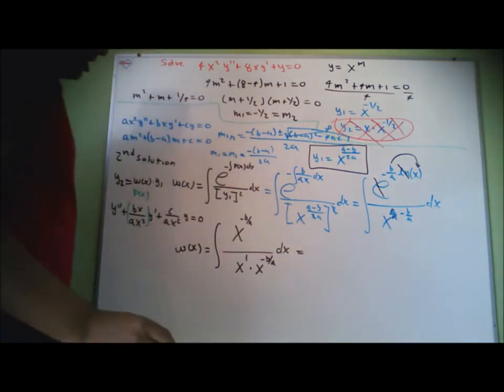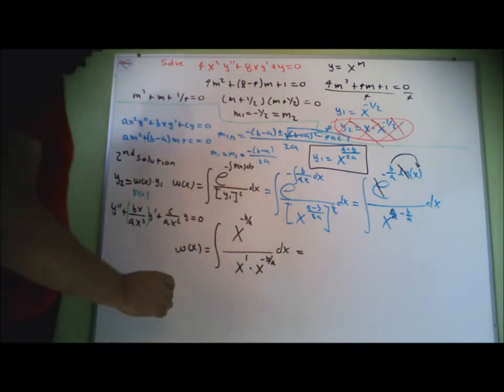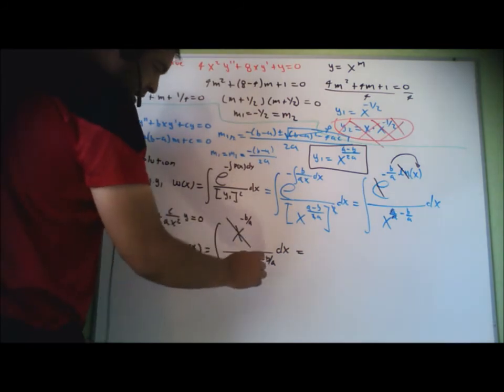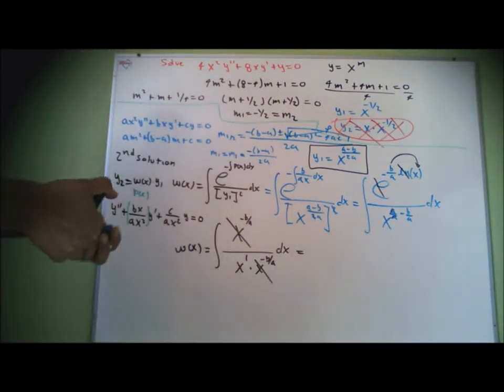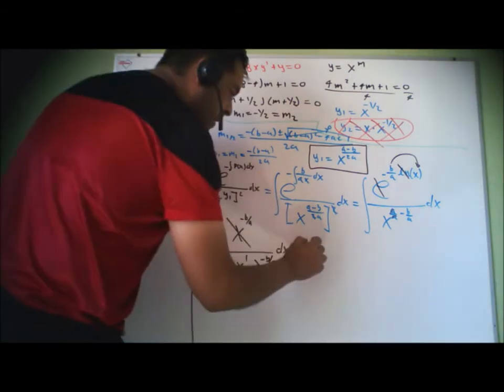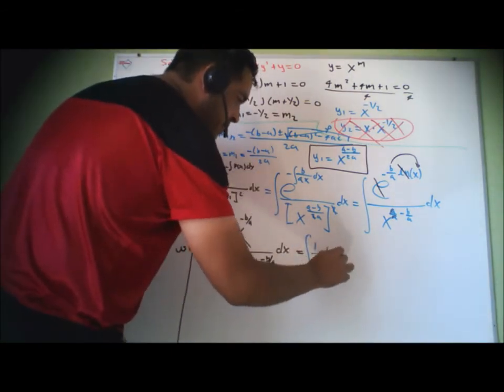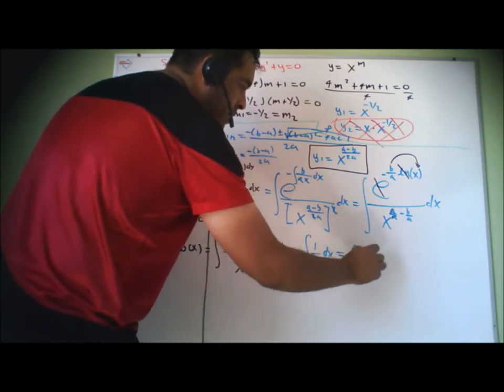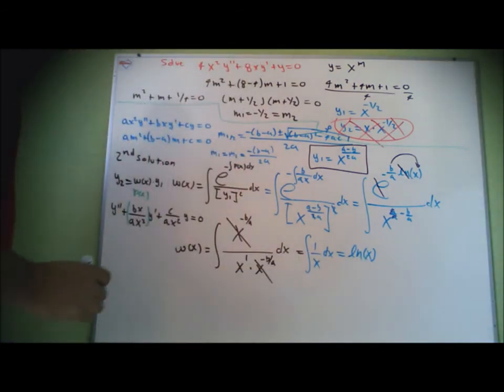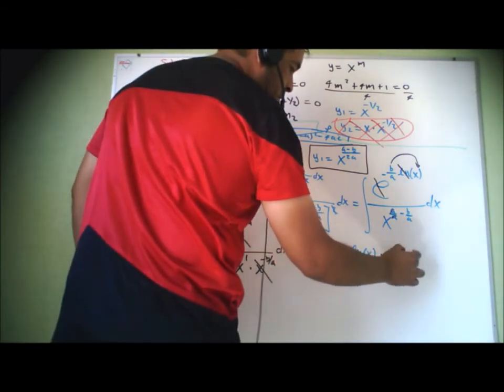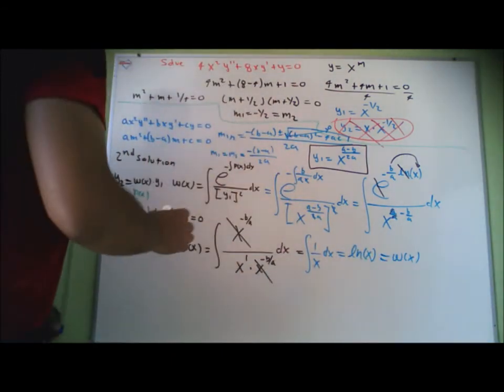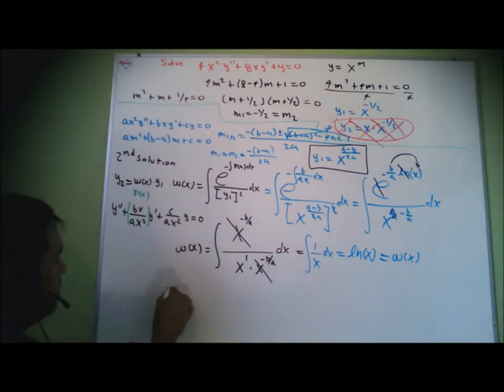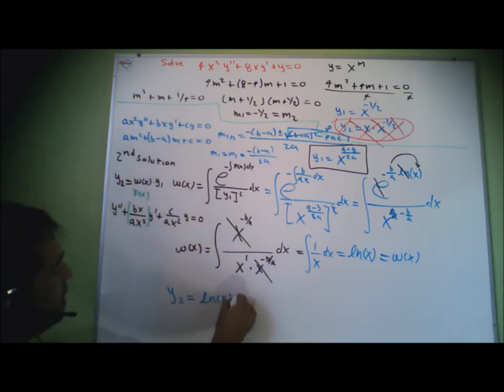Now check that this number and this number, they are actually the same, so they cancel. So the only thing that is left is the integral of 1 over x differential of x. So this is very simple as the natural logarithm of x. So what is that? That is actually my w of x. Okay, so my second solution is going to be w of x times my first solution. So it's going to be the natural logarithm of x times my first solution, x to the power of a minus b over 2a.